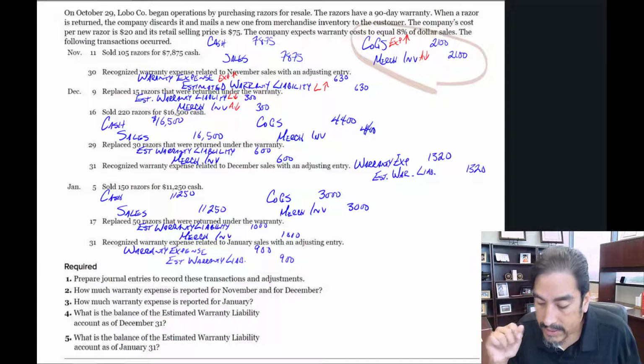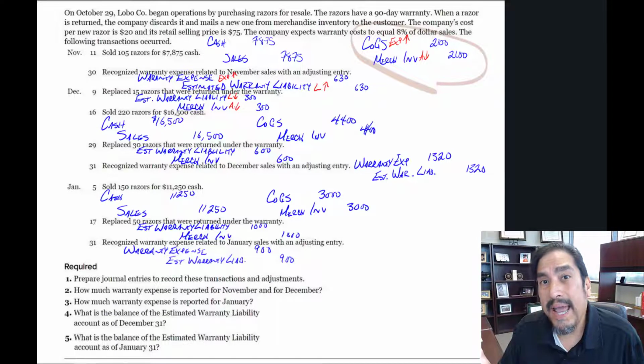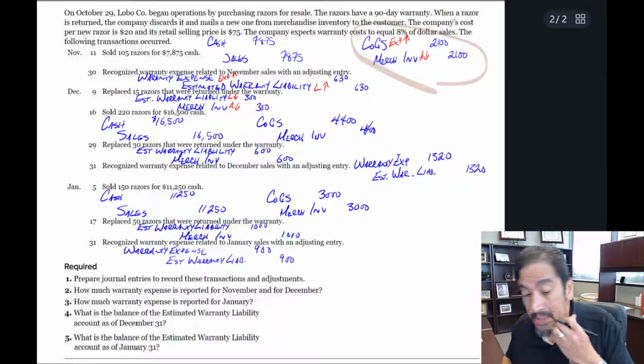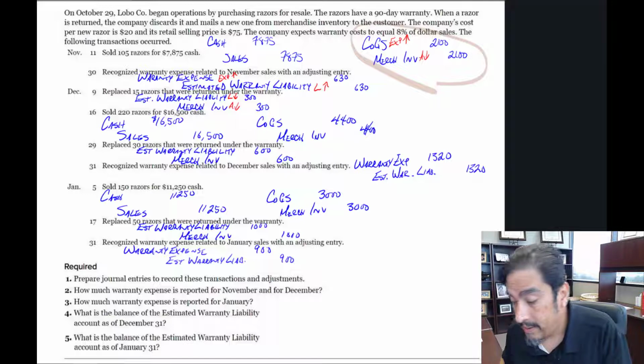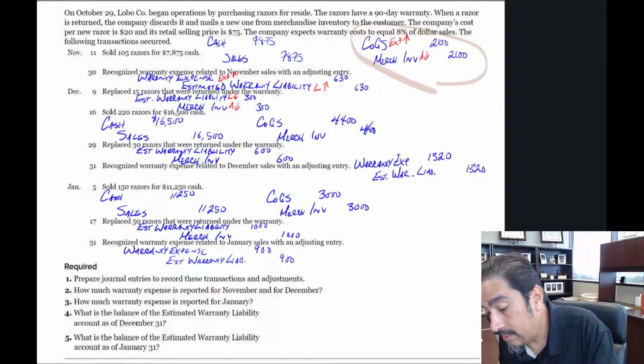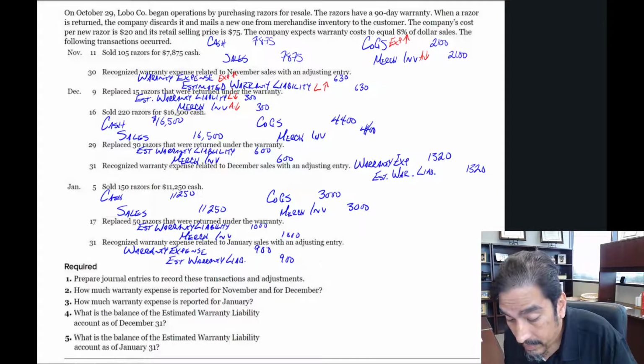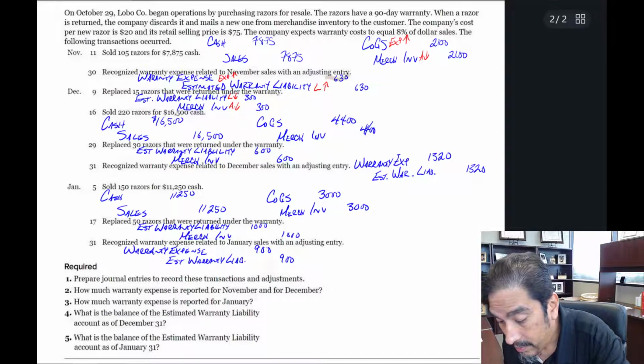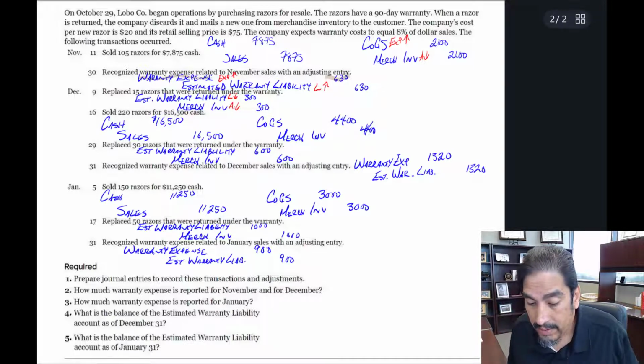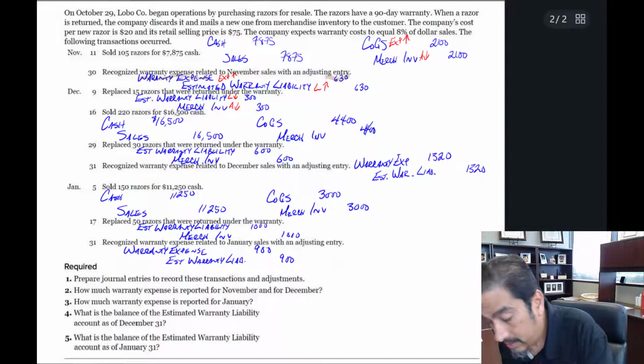Now, how much warranty expense is recorded in November and December and January? Since they had us write all these journal entries out, we can just go back and look at the journal entries. So I'm just going to look for every time I wrote a journal entry that debits warranty expense. So in November, there, and nothing else in November. So this is $630 in November.